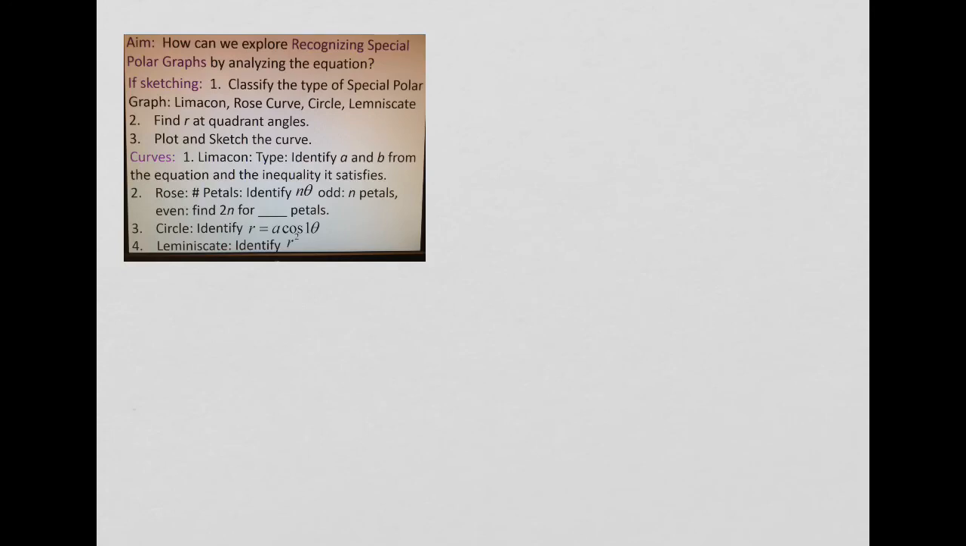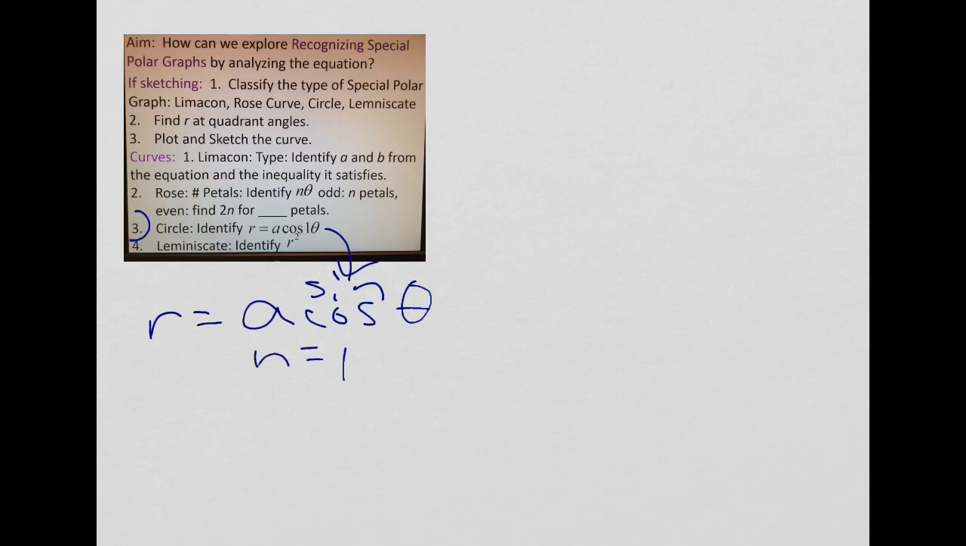Okay, so in number 2, I mentioned it kind of looks like a circle. So with a circle, it's a number multiplied by either sine or cosine, but it's just of theta, 1 theta, n is 1. So that's why there wouldn't be any petals. With this, it just looks like one big circle, and that's what it is. So that's what identifies the circle. And it's kind of explained right there, n is 1.